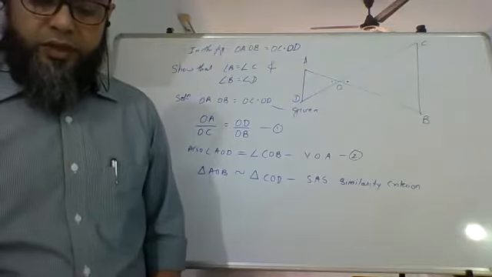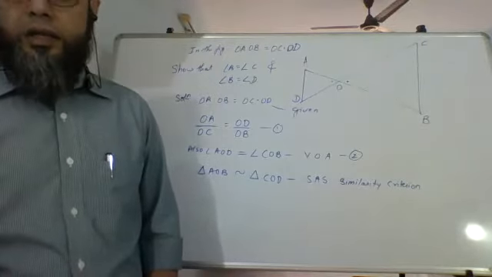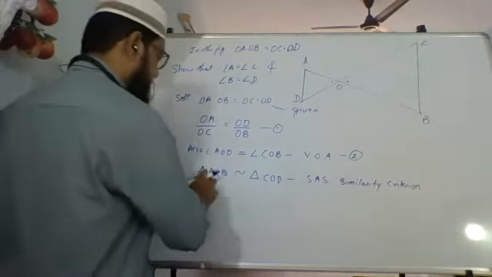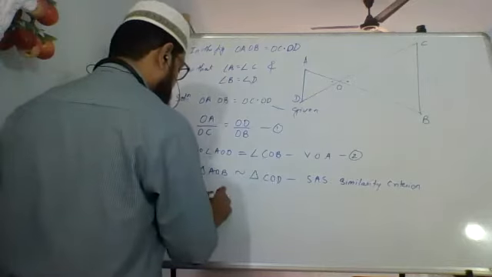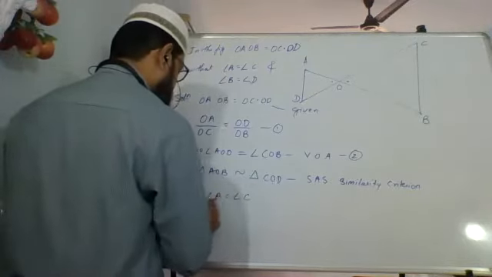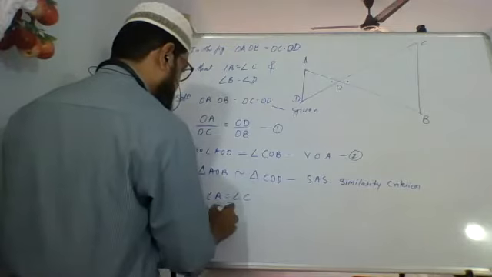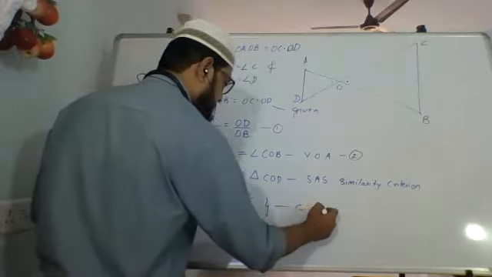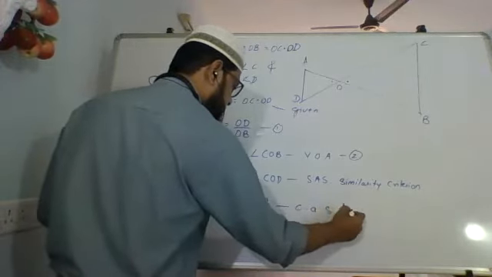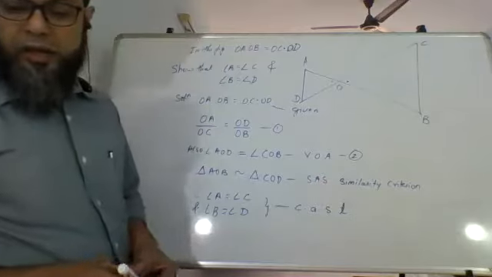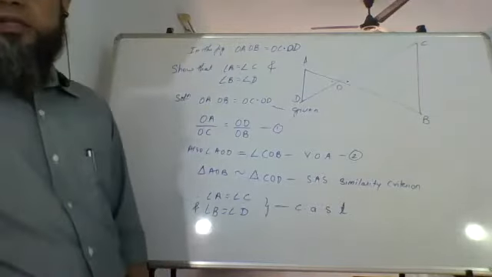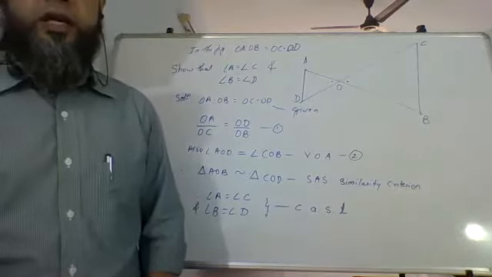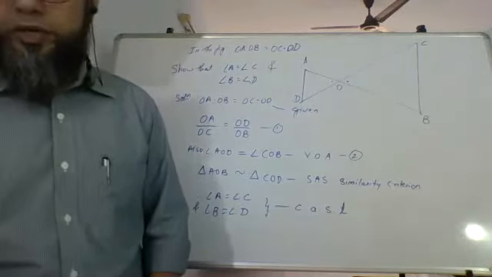Okay. So the triangles are similar, their corresponding angles are also equal. Therefore, angle A equals angle C and angle B equals angle D. The reason for this: corresponding angles of similar triangles. That is all that you have to show. Please copy till here.